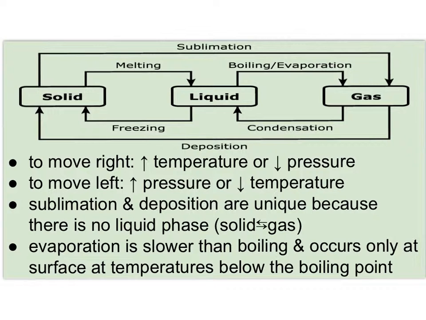And when you're moving right, you either need to increase temperature or decrease pressure, or both. And to move left, so if you're going from a gas to a liquid or a liquid to a solid, you could either increase the pressure or decrease temperature, or again, you could do some of both. And as I mentioned, sublimation and deposition are unique because there's no liquid phase. You appear to go right from a solid to a gas. And the other thing we should note is evaporation is listed with boiling because they both result in a liquid becoming a gas, but evaporation happens much slower than boiling, and it occurs only at the surface and at temperatures well below what the boiling point temperature would be.